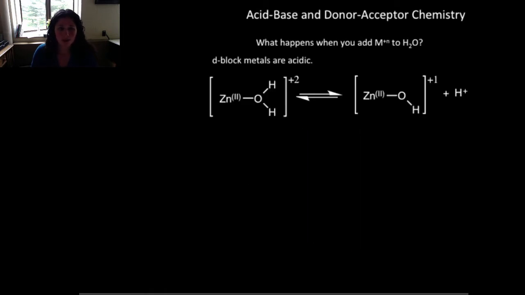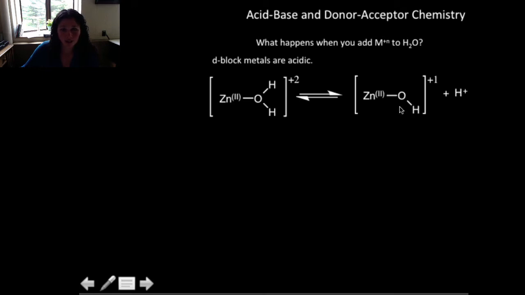This happens because the water-metal bond polarizes the water. So if I look at this bond, this is polarizing the water, and it's displacing some of the electron density from the oxygen to zinc. And so it's weakening these oxygen-hydrogen bonds here, and therefore pushing the equilibrium forward where hydrogen ion is dissociating.